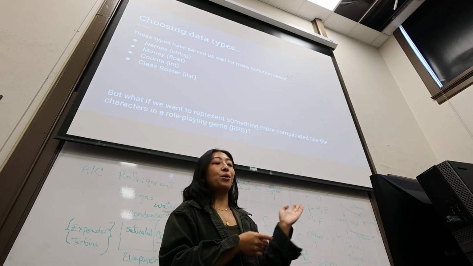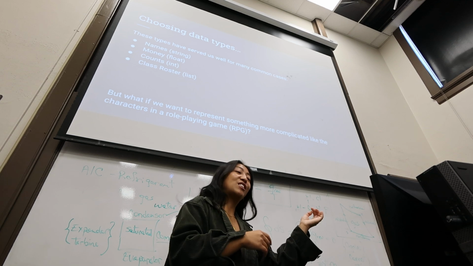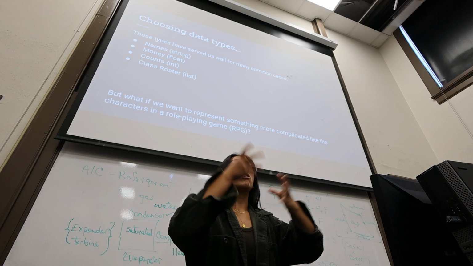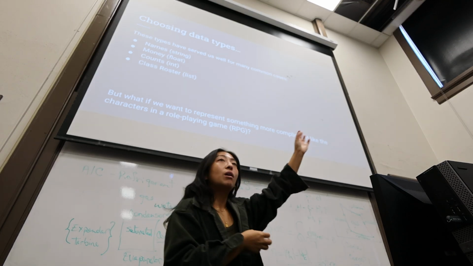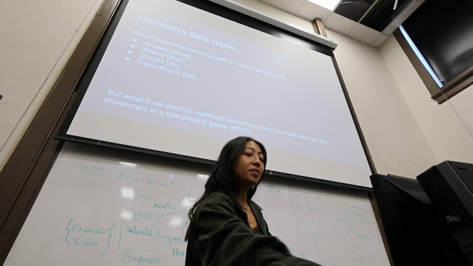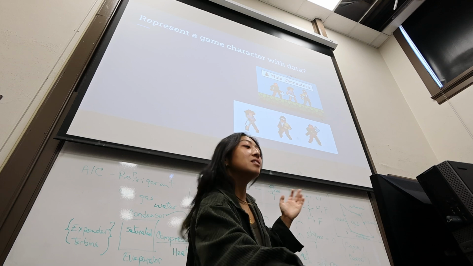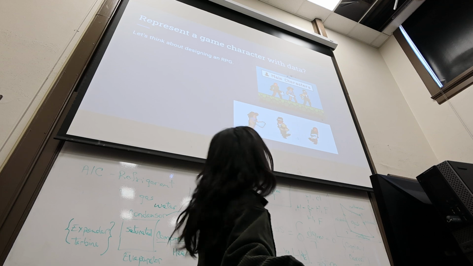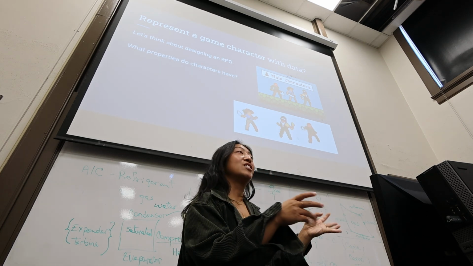But for example, what if we wanted to represent something more complicated, like the characters in an RPG or role-playing game, or any more complicated thing or entity that wasn't just a name or a number? We could represent a game with data, right? Character data in some certain way. So if we were to design an RPG, what properties would these characters have?